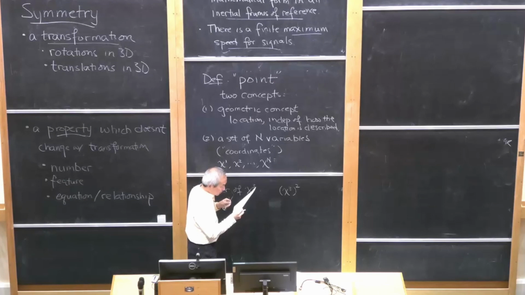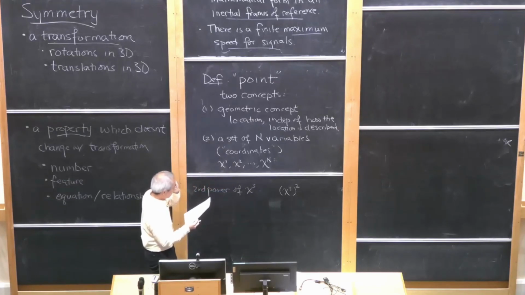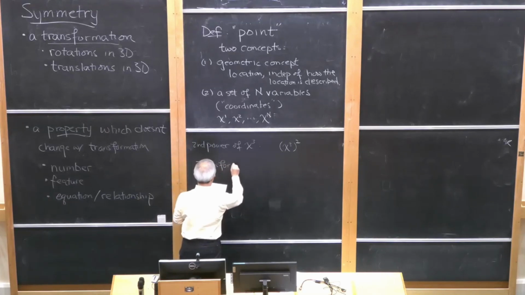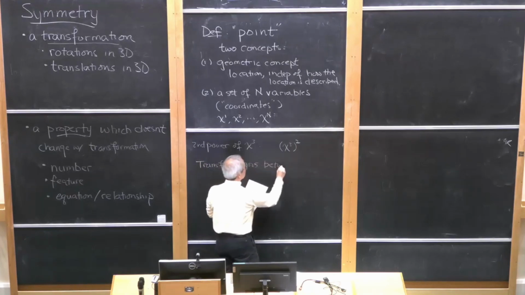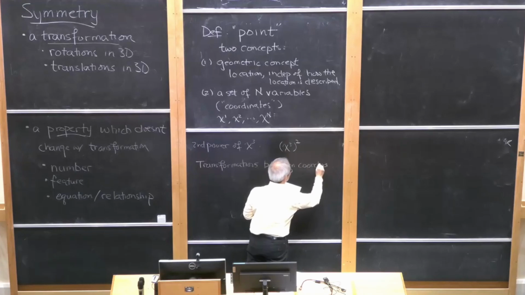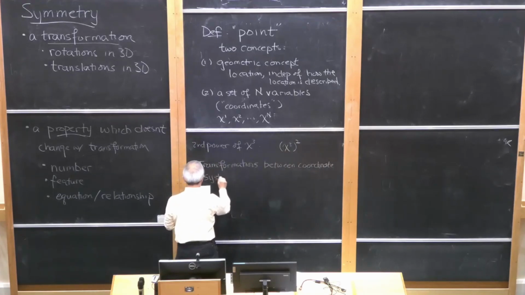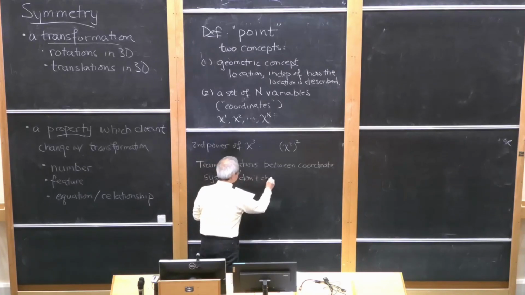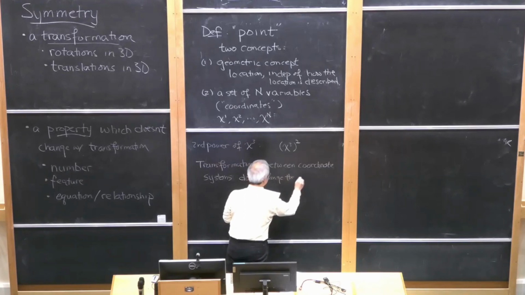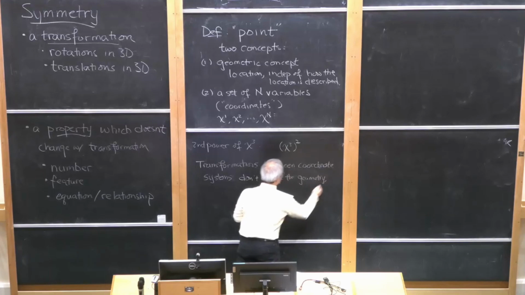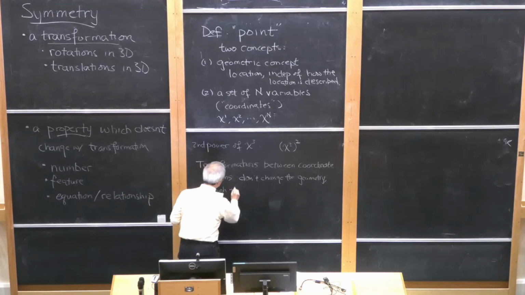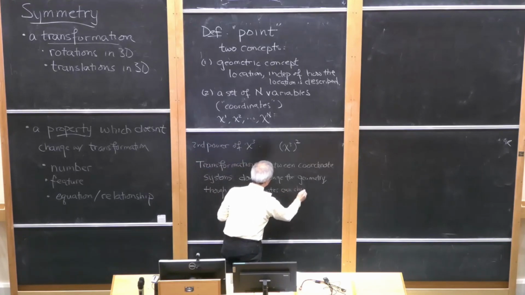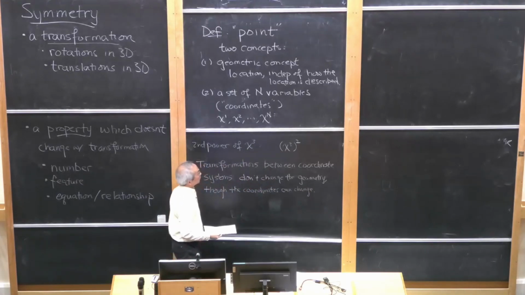Okay, all right. So the key point then, I should write that down, is that transformations between coordinate systems don't change the geometry, though the coordinates can change. Right, okay, so now let's define what a coordinate transformation actually is.